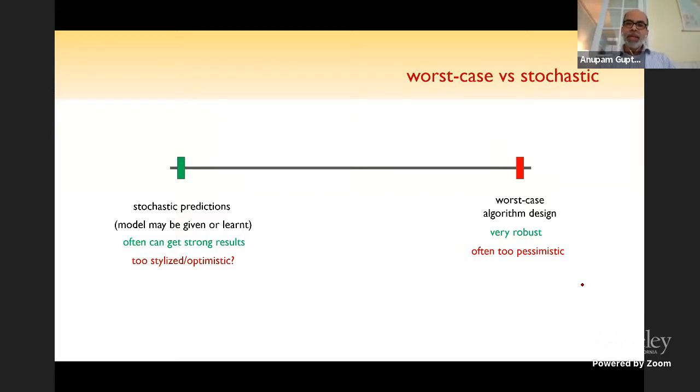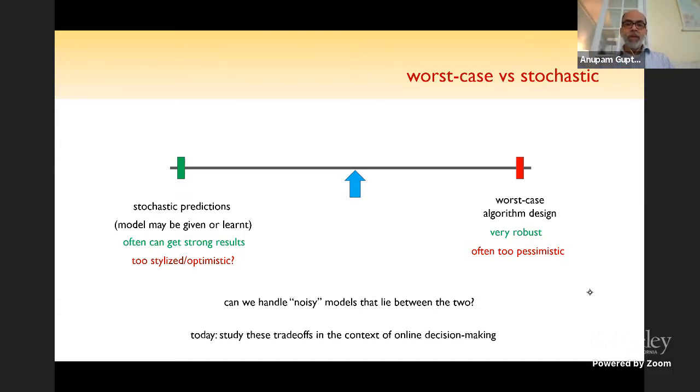And really, the point I want to make is that very often the algorithms that we're designing, we might be overfitting to the model. So can we actually get models which are robust to adversarial noise, in the sense that there is some amount of adversarial corruption that happens? You can think of this as a semi-random model, if you will. So today I'll just study this in the context of online decision making, but you can imagine this in a slightly broader context as well.